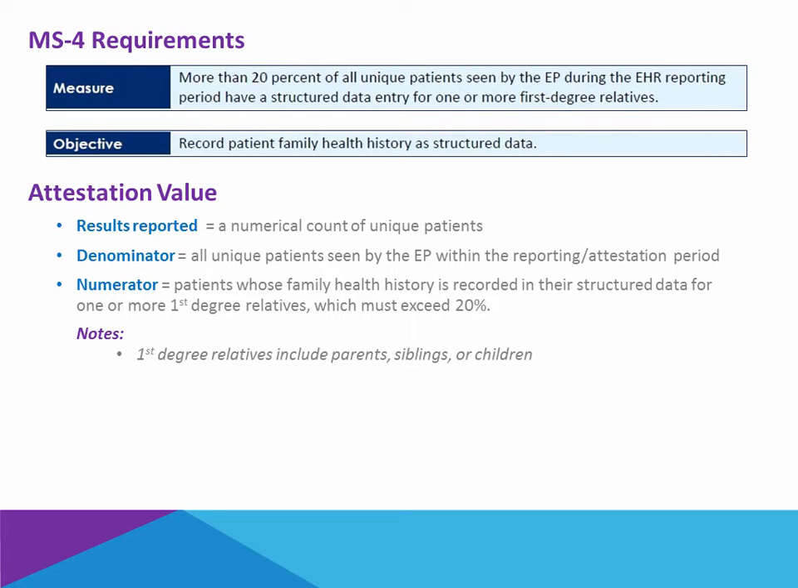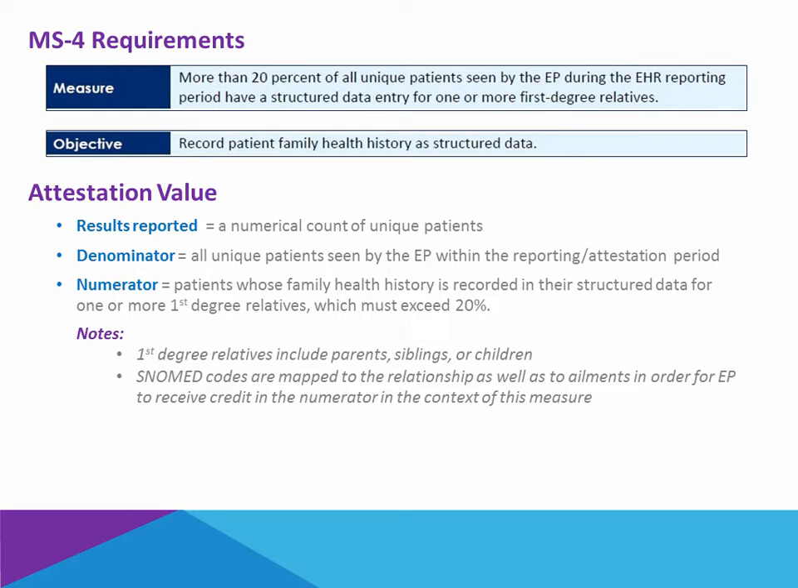Now, a few notes here. A first-degree relative means parents, siblings, or children, somebody who has a 50% DNA match. SNOMED codes must be mapped to both the relationship as well as to the ailment or the problem in order to receive appropriate credit in the numerator. Now, this is not necessarily a CMS stipulation, but it is a requirement of certification. Within Prognosis, all of your relationship codes that are first degree and all of the applicable diagnoses or problems will have these SNOMED codes mapped to them, and we will see that when we go into Prognosis.